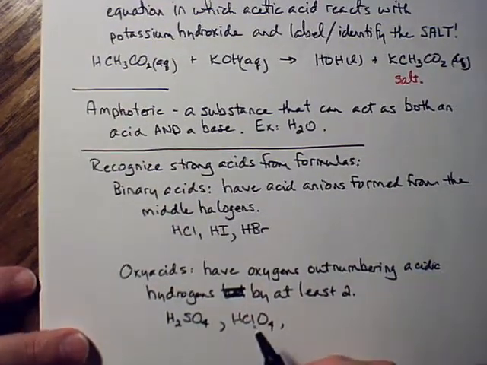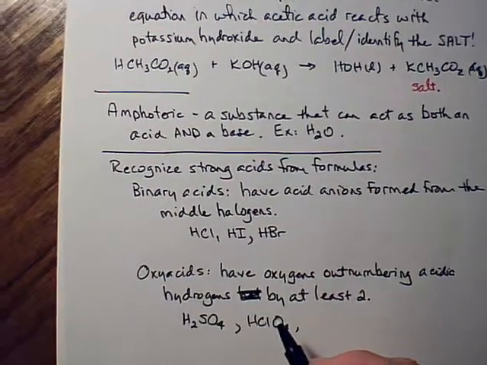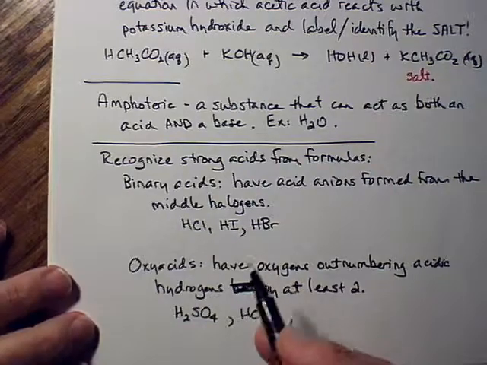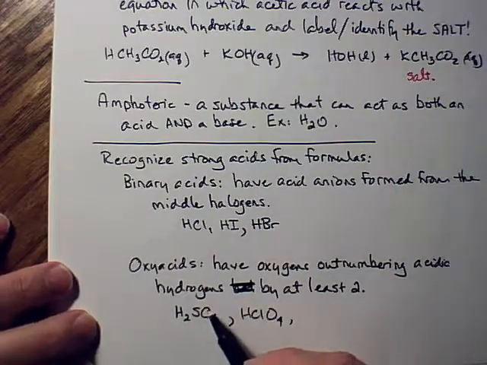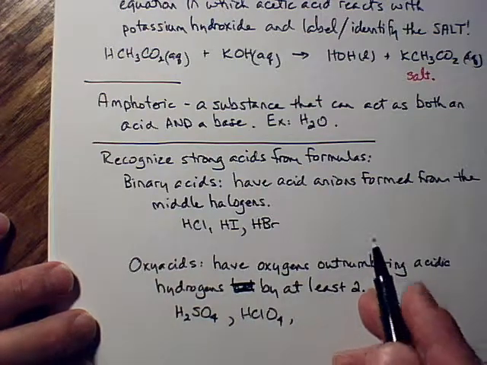Anything that contains oxygen in the anion. The anion is sort of like the back side of the formula. The protons are positive. The rest of it's got to be some kind of negative charge. Okay.